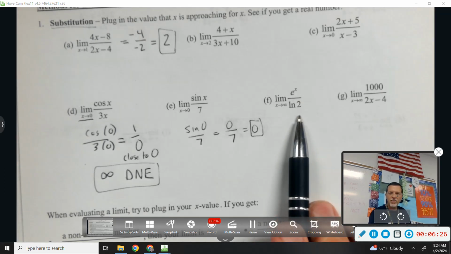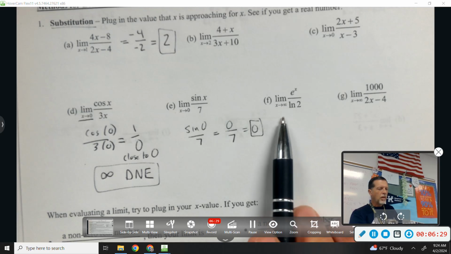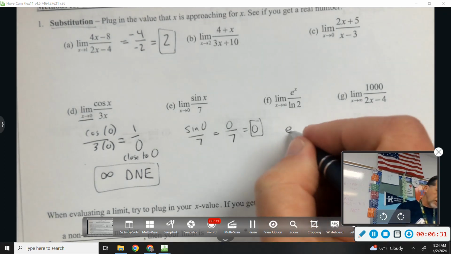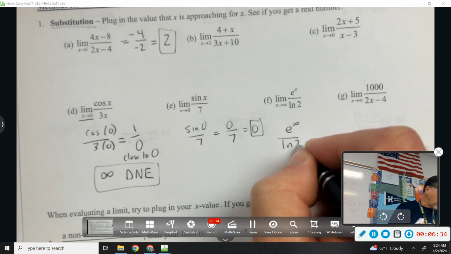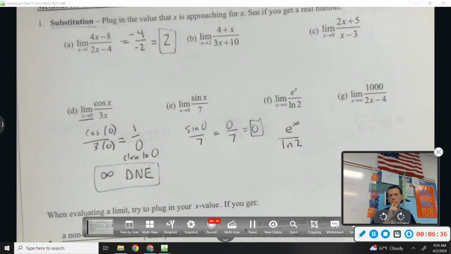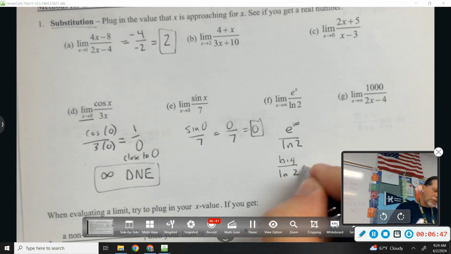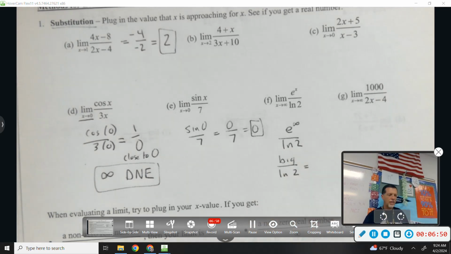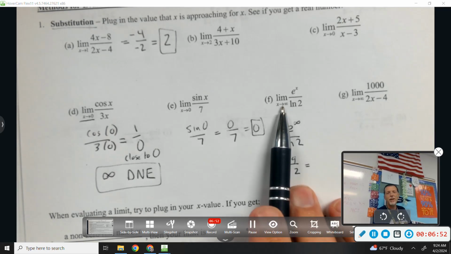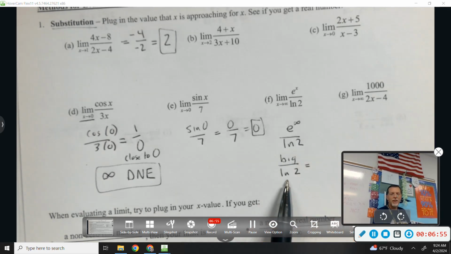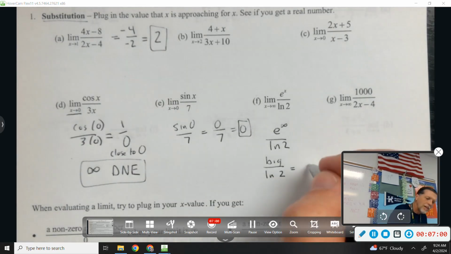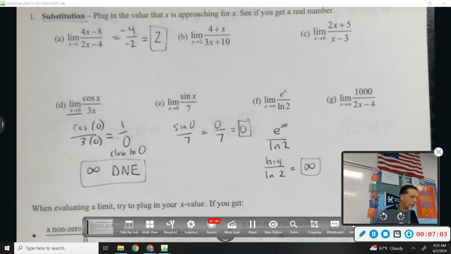e to the x over natural log 2 as x goes to infinity. Okay, plugging in infinity seems a little bit weird. e to the infinity over natural log 2. What kind of number is e to the infinity? Like big or small? Pretty big number. So if I got a really big number divided by natural log of 2, and they're not just big, but big and getting bigger, like we're headed to infinity, divided by natural log 2, well, I don't know what natural log 2 is, but this just keeps getting big, big, big, so we're still headed for infinity for that one.